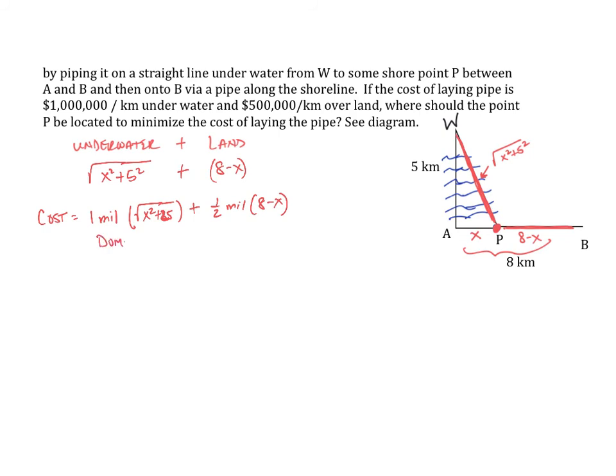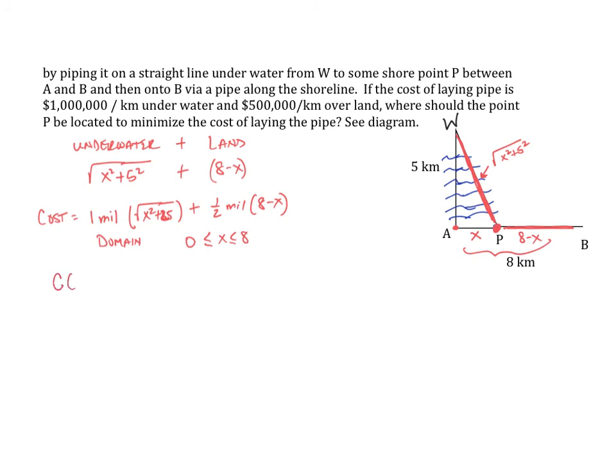What about the domain? Well, I can choose the domain. I can choose x being 0 all the way out to x being 8, right? So the domain can be from x equals 0, where it would be at this point, all the way out to x equals 8, where it would be at that point. So the domain is from 0 to 8. So those are the endpoints I have to test.